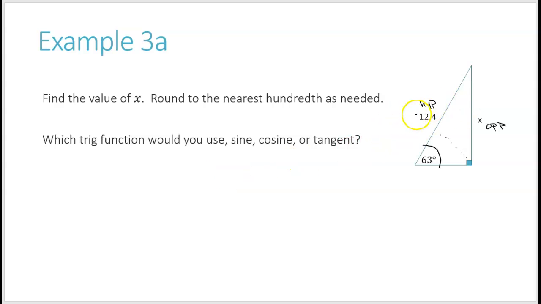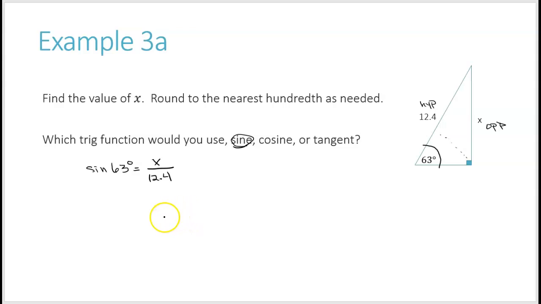So what is the trig function that uses both the opposite and the hypotenuse? And hopefully you answered, oh, that's the sine function. So the sine function is the one that we're going to use. So this is the sine of 63 degrees, that's my setup, is equal to my opposite side, which is x in this case, over my hypotenuse, which is 12.4.